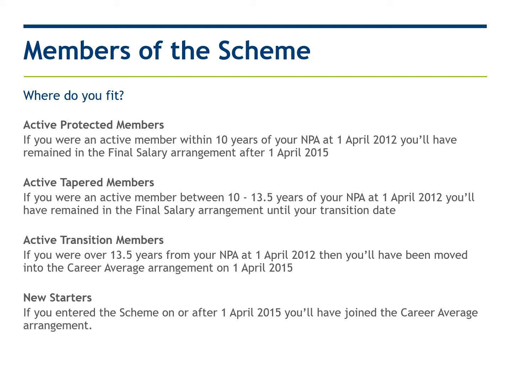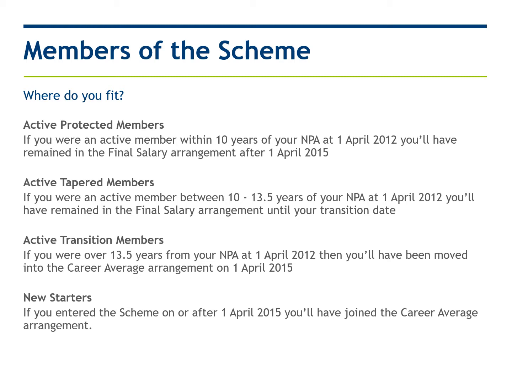If you were an active member between 10 and 13.5 years away from your normal pension age on the 1st of April 2012, you'll have remained in the final salary arrangement until you reached your transition date, where you would then join the career average arrangement. This date is dependent on your birthday and could be between June 2015 to February 2022.